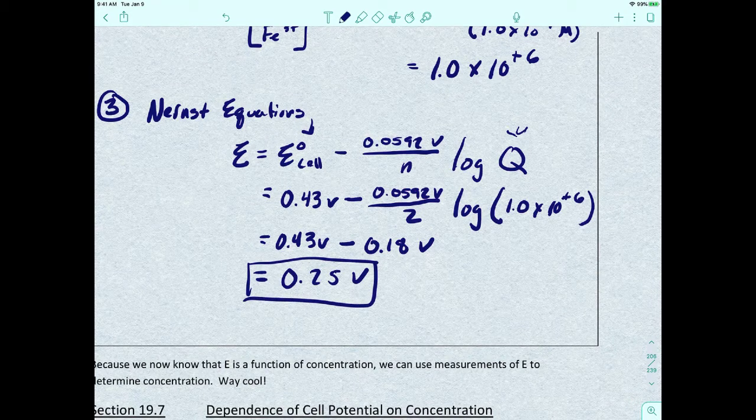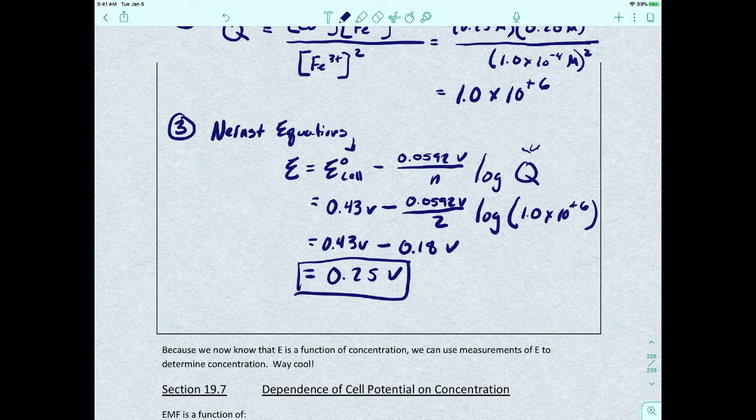And there you go. Because the cell potential is a function of concentration, we can use measurements of the cell potential to determine concentration. So that's pretty cool. We could go the opposite way and figure out concentrations if we need to.